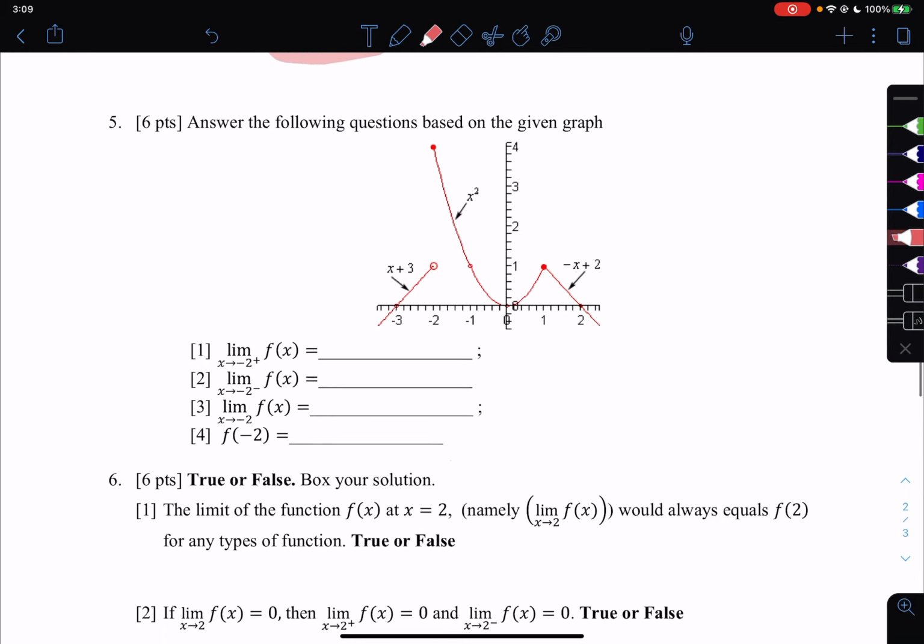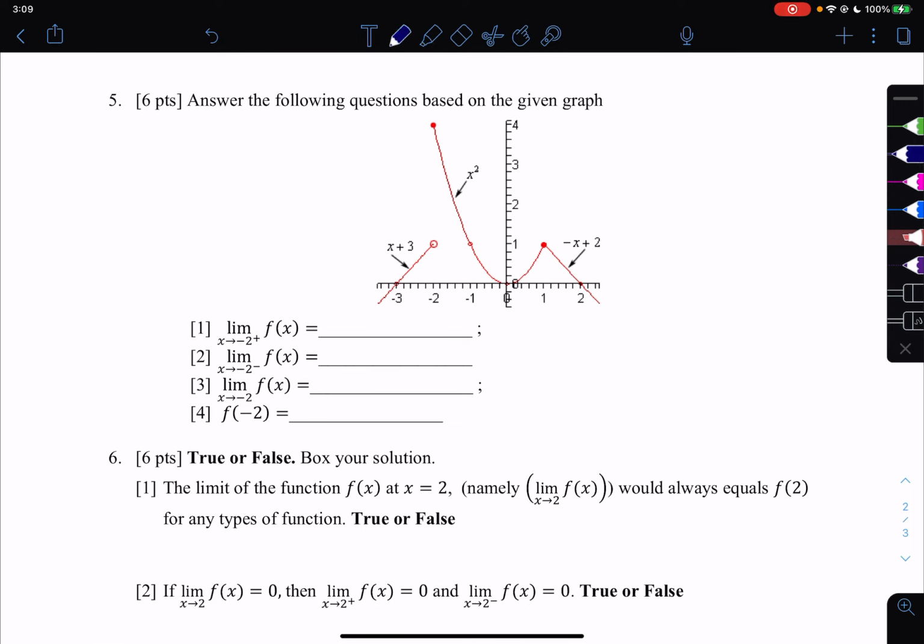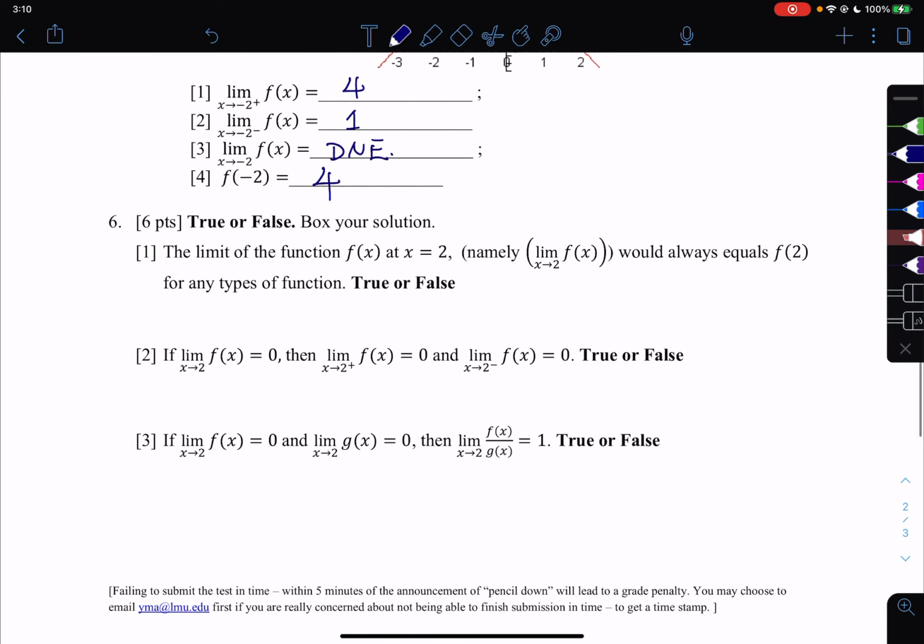Well, the next problem is asking you to read the graph. I want to find my left limit, right limit, and limit in general at the point of -2. So my right limit, clearly I'm approaching the height of 4. My left limit, I'm approaching the height of +1. And since the left and right limits don't agree with each other, the limit doesn't exist. My function value is exactly 4.